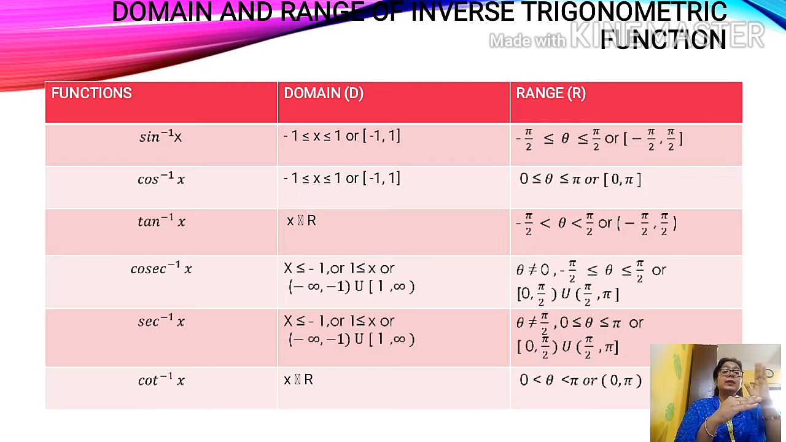Cos pi by 2 is 0. So 1 by sec is 1 by cos, meaning 1 by 0 is undetermined. So this pi by 2 point is not included in this range. Then cot inverse x is also between 0 to pi.